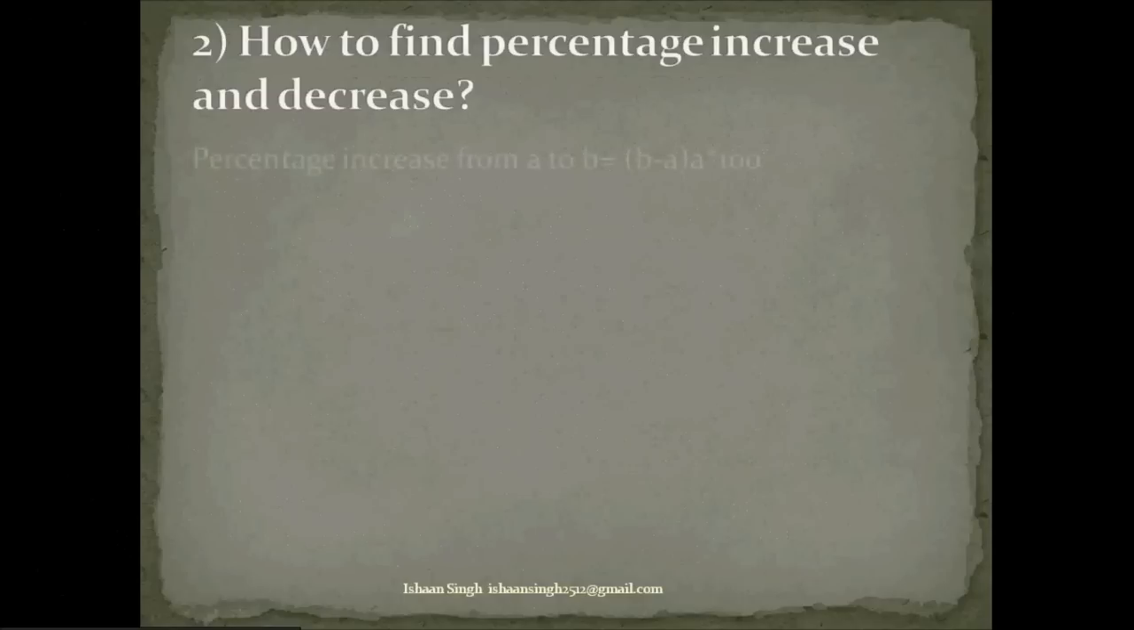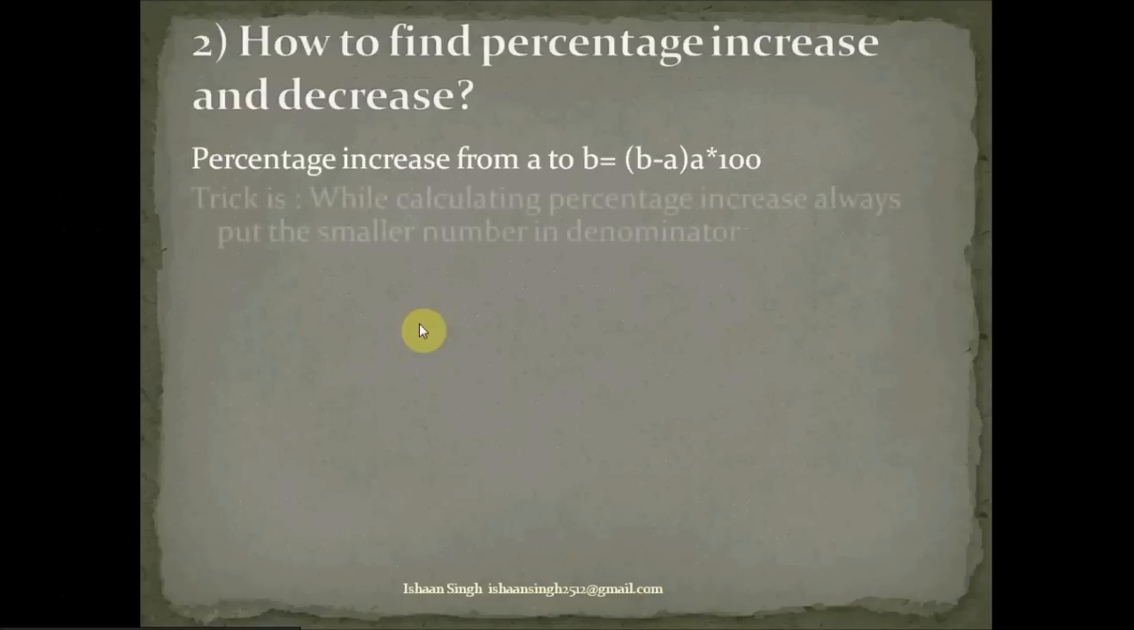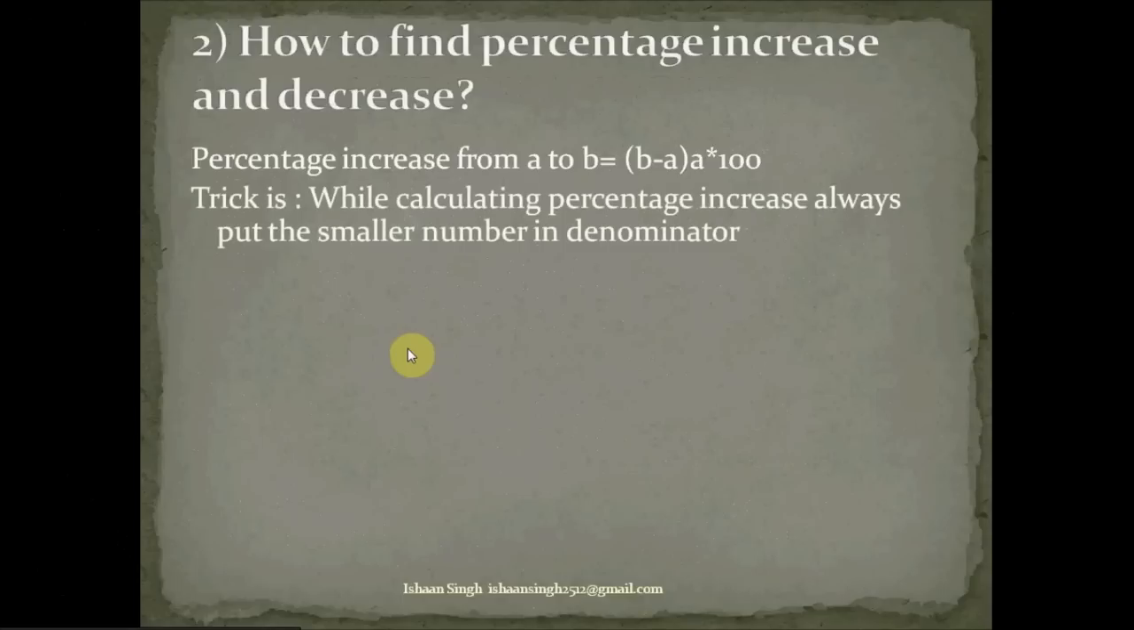Okay, so percentage increase from A to B. For example, percentage increase from 20 to 30. That is equal to (B minus A) upon A into 100. That is, from 20 to 30, this is equal to (30 minus 20) upon 20 into 100. But the trick, so that you never miss out, is the denominator part. Whenever you are calculating the percentage increase, it is always the smaller number out of the two. So the trick is, while calculating percentage increase, always put the smaller number in the denominator.